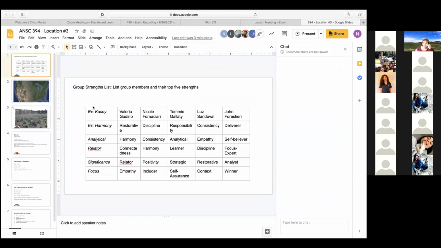So this is our strengths. My name's Nicole, and my strengths were discipline, consistency, harmony, positivity, and includer.